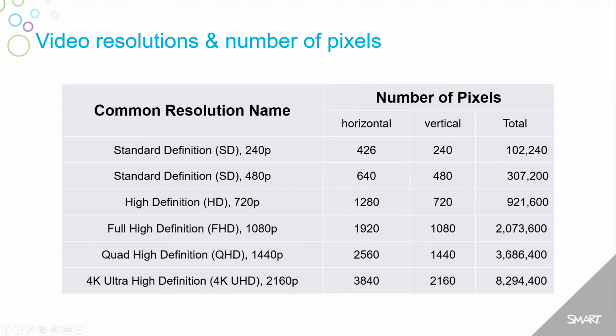Let's take a look at full high definition, because this is what most people use. It's about 2 megapixels. 4K is 4 times that at 8 megapixels roughly. And that's per frame. So if you're looking at 60 frames per second, that's a lot of pixels that have to go through the wire.